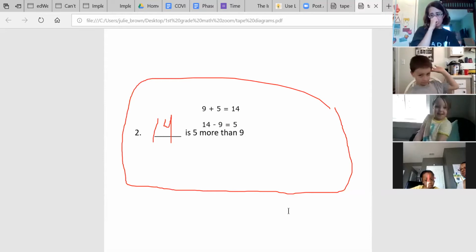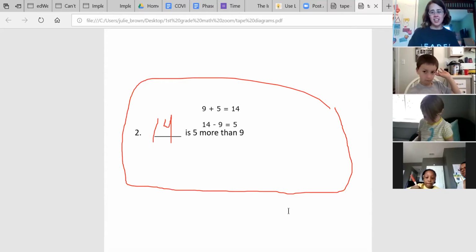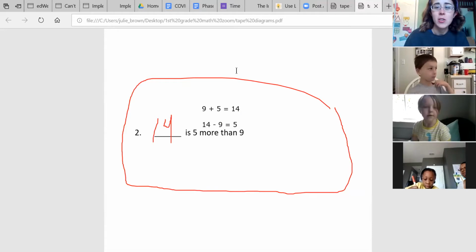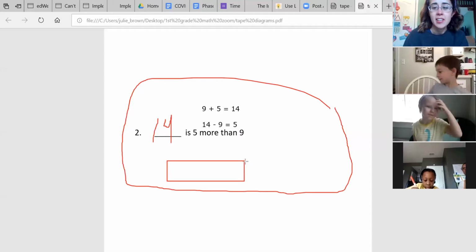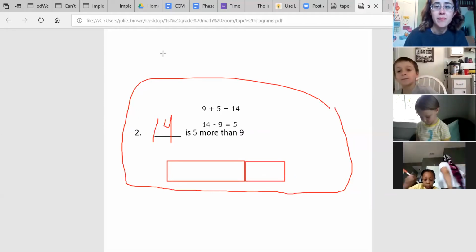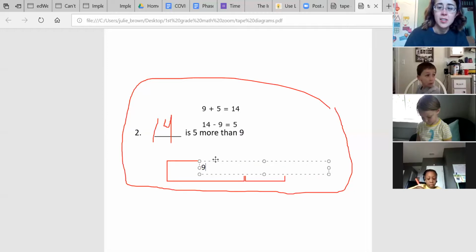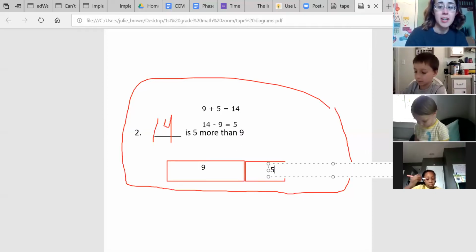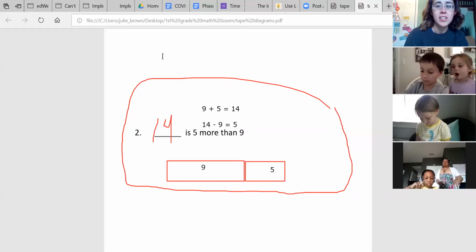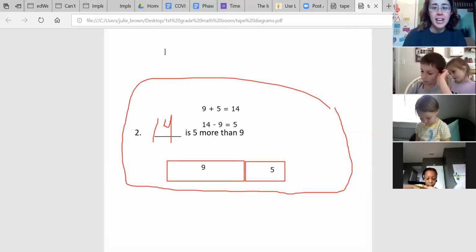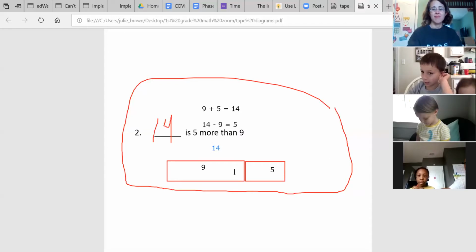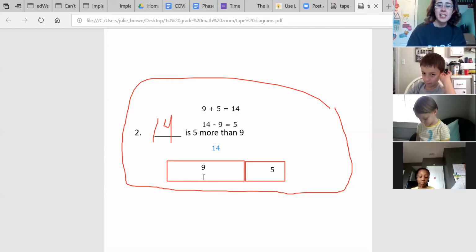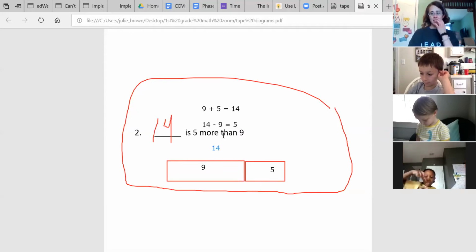Give yourself a star on your paper if you have 14, even if you wrote it just now. And then don't forget to draw your tape diagram. You've got a bigger part for 9 and a smaller part for 5. I'll give you a minute if you still need to draw your tape diagram. And the whole is when you combine those two parts, 9 and 5, and you get 14 at the top. Great job. You've got 9. When you have 5 more, you get 14.